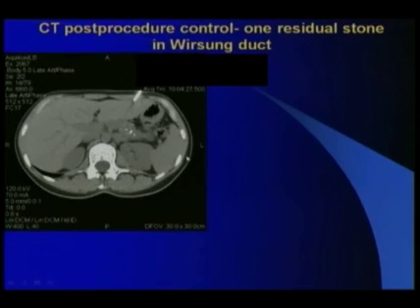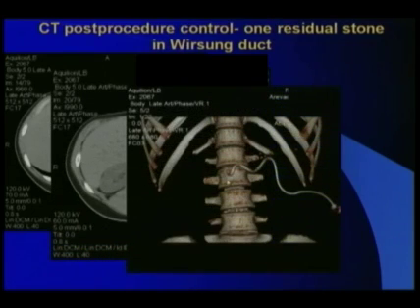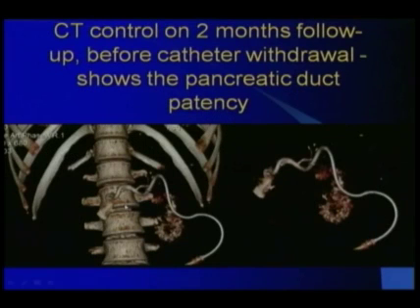Post-procedure CT control. We did post-procedure CT control, and we found only 1 stone here. You see it nicely here. Unfortunately, we failed to conduct this one down because it was embedded into pancreatic tissue. This is the follow-up CT control in 2 months, before we withdrew the drainage catheter.